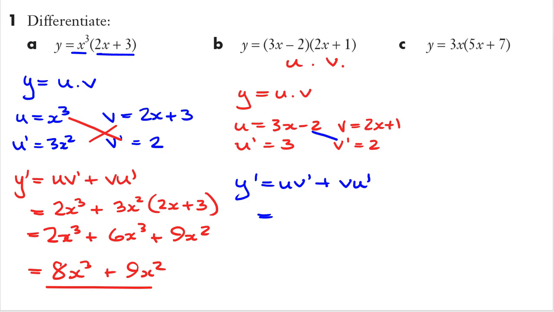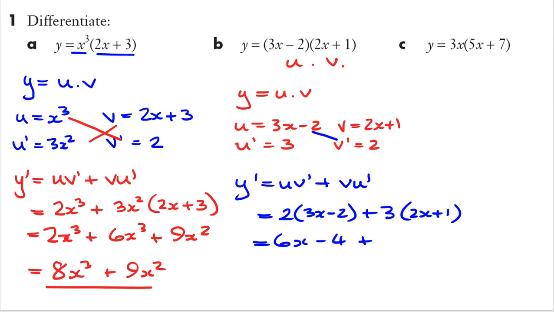I'm going to multiply these two elements together, so there'll be 2 lots of 3x minus 2 plus this times this, so 3 lots of 2x plus 1. Expand and simplify. Minus 4 plus 3, that'll be minus 1, and there is our derivative function.